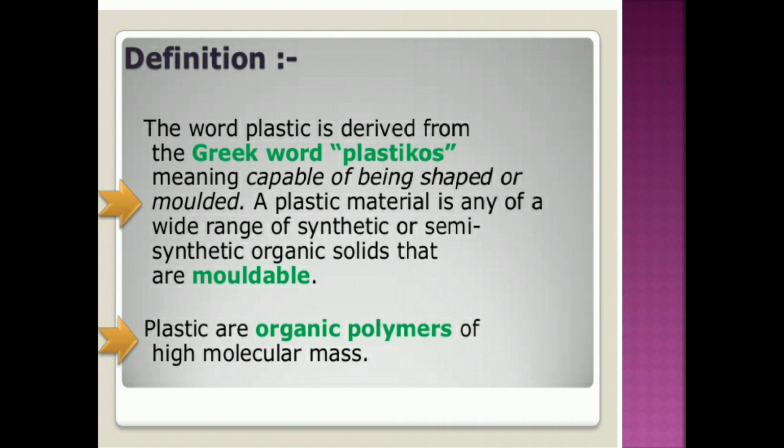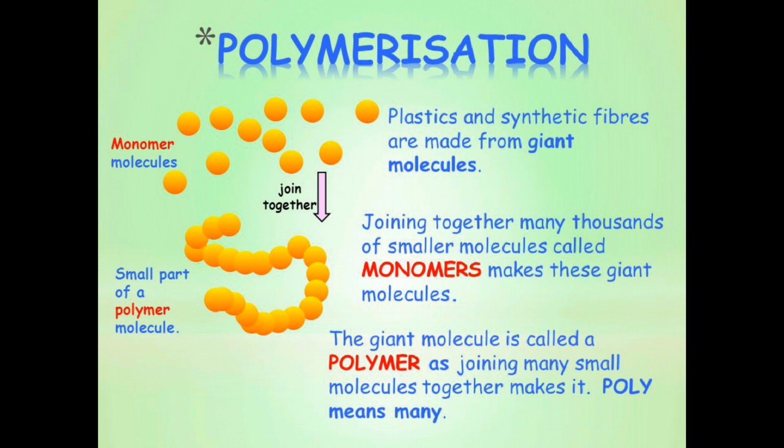Now, what is a plastic? The word plastic is derived from the Greek word plastikos, meaning capable of being shaped or molded. A plastic material is any of the wide range of synthetic or semi-synthetic organic solids that are moldable. Plastics are organic polymers of high molecular mass. What is polymerization? Joining together many thousands of small molecules called monomers makes a big molecule. The big molecule is called a polymer, and poly means many.